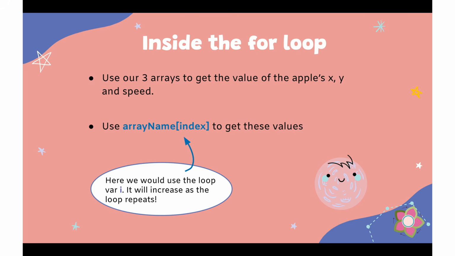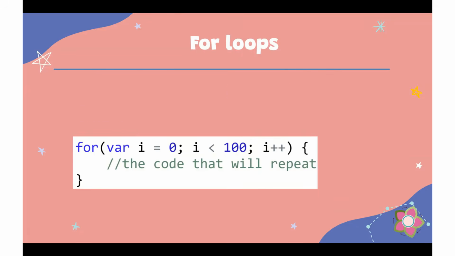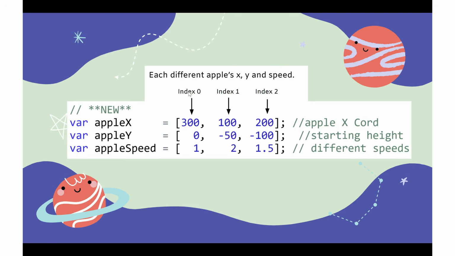And inside of index, we are going to use I. This number will increase as the loop repeats, like I said before, and I will distinguish the different apples as we can look back over here. Index 0, when I is 0, will be these three values, 300, 0, and 1. Then the second one will be index 1, which would be 100, negative 50, and 2, and so on.